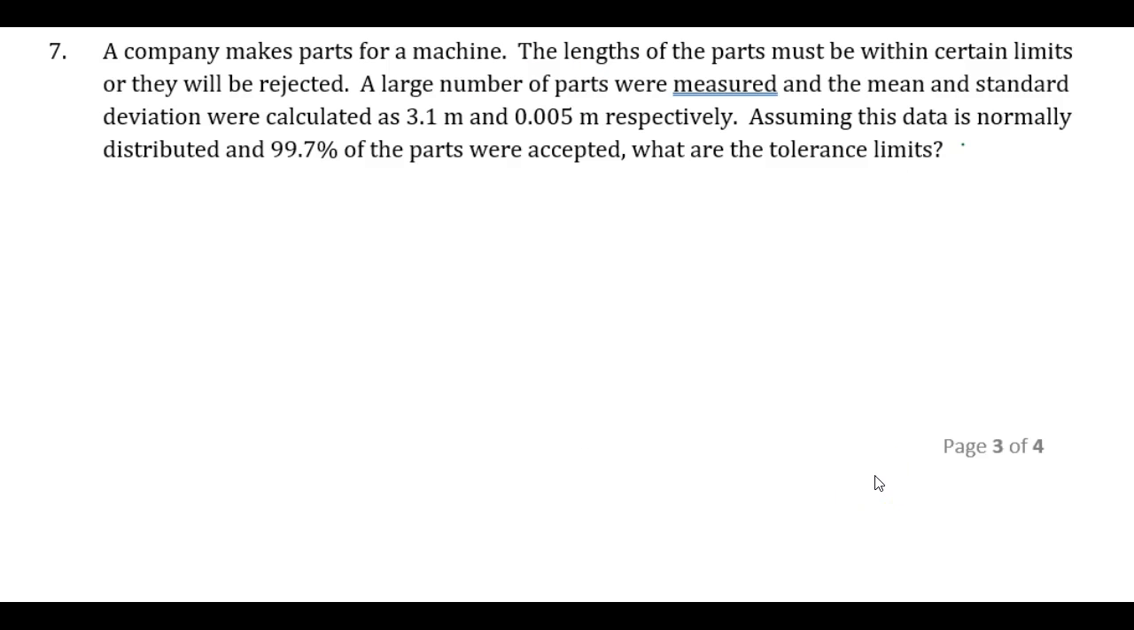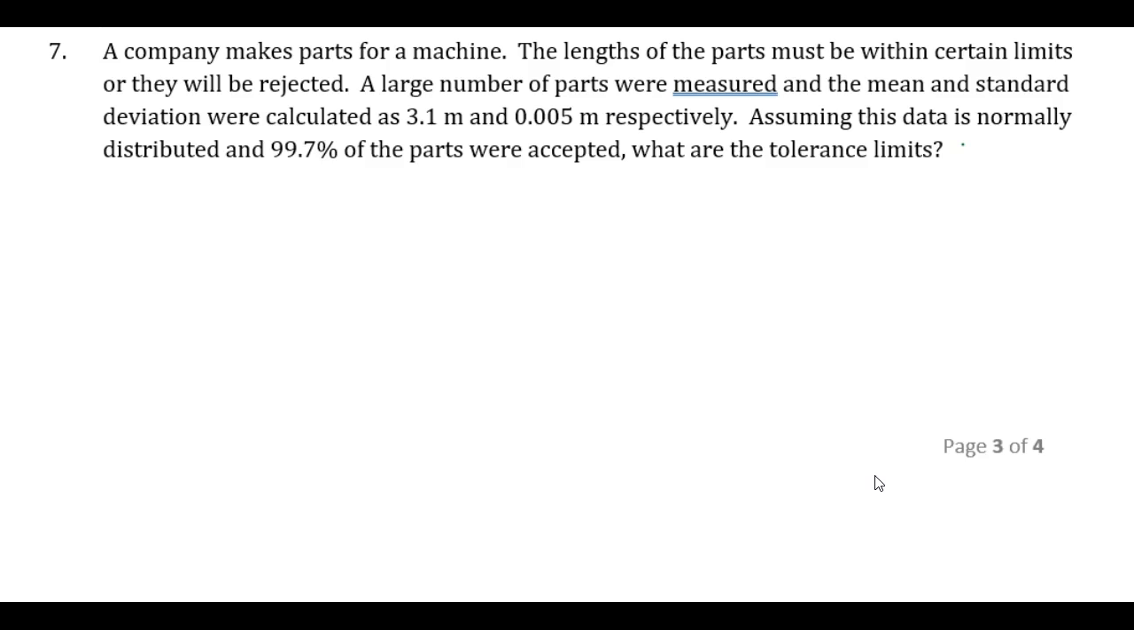Alright, last question. The company makes parts for a machine, the length of parts must be within certain limits or they will be rejected. So if the parts are too long, they're down, too short, cancel those two. The number of parts are measured, and the mean and standard deviation calculated is 3.1 meters and 0.005 meters, or 5 millimeters. Assuming the data is normally distributed and 99.7% of parts were accepted, what are the tolerance limits?